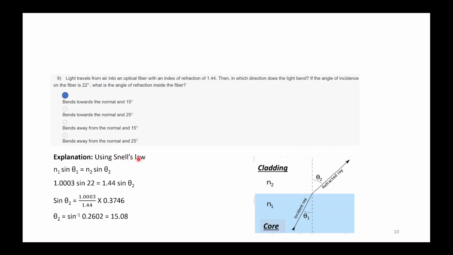So by using Snell's law, which is n1 sine theta 1 equal to n2 sine theta 2, we'll be putting all the values and we can easily calculate theta 2 value. So sine theta 2 will be 1.003 divided by 1.44 times 0.3746. Now theta 2 will be sine inverse 0.2602, which will be 15.08. Now this angle will be with the normal. So it bends towards the normal and 15 degree. This will be the correct answer.